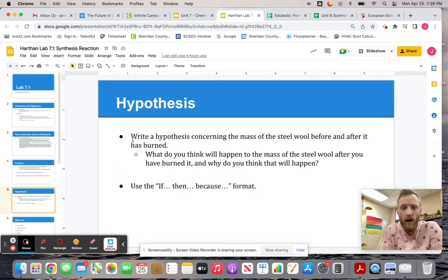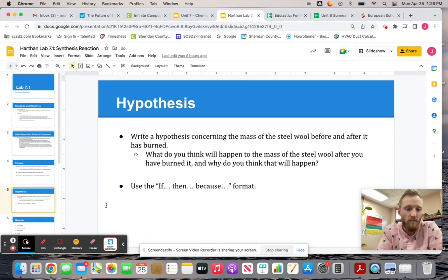So our hypothesis then. We're concerned with mass. So what's going to happen to the mass? Our hypothesis should read something like, if we burn the steel wool, then the mass will, three options, increase, decrease, or stay the same. Okay, because whatever you think. Go ahead and pause the video and write your hypothesis. What do you think is going to happen when we light this steel wool on fire? What's going to happen to the mass? Is it going to go up, go down, or stay the same?